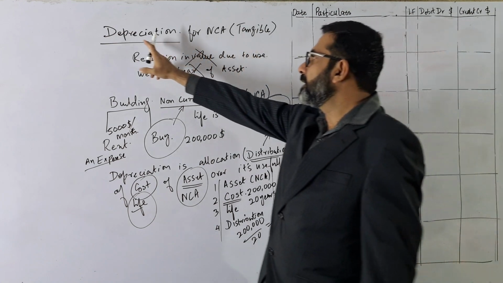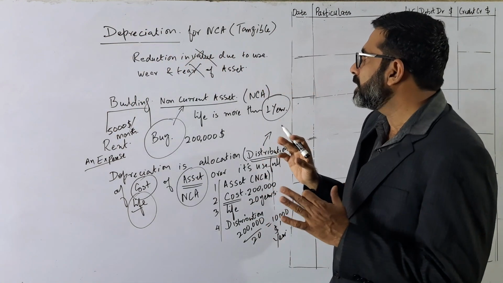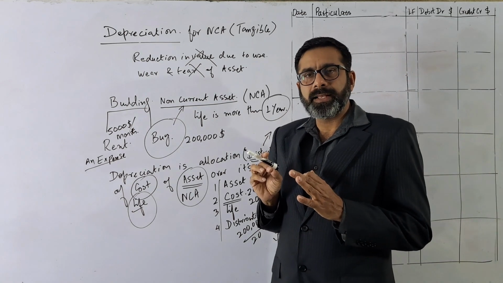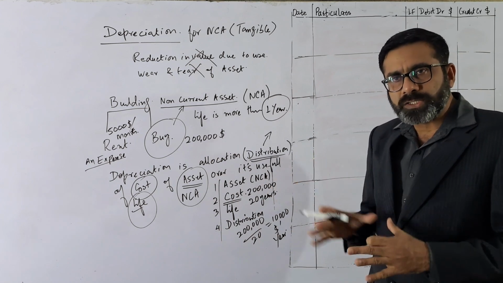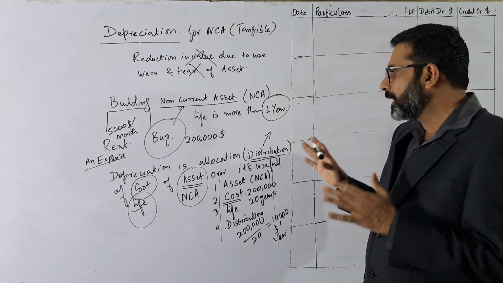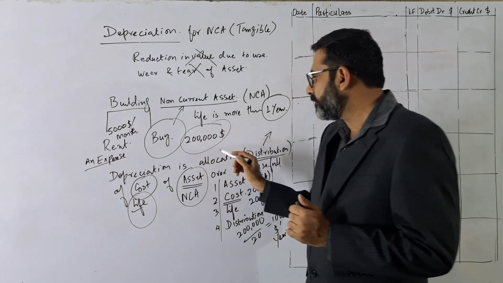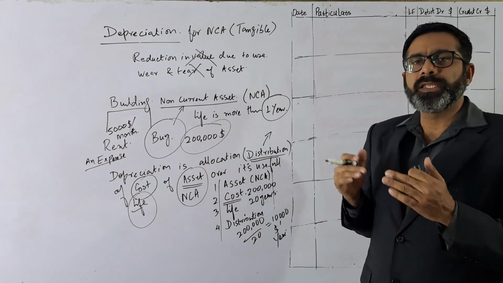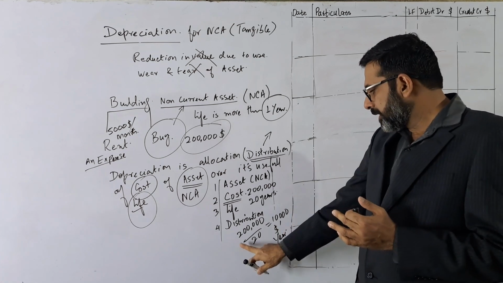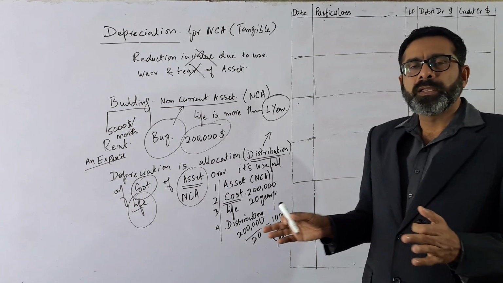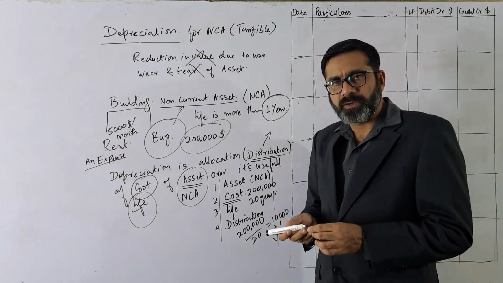So this is the depreciation. Depreciation is basically a distribution of the cost of the asset over its useful life. So in the simple way, we can say that this amount they have paid for the next 20 years. So how much is the expense for 1 year? That is almost 10,000 per year. So that is the depreciation of the asset.